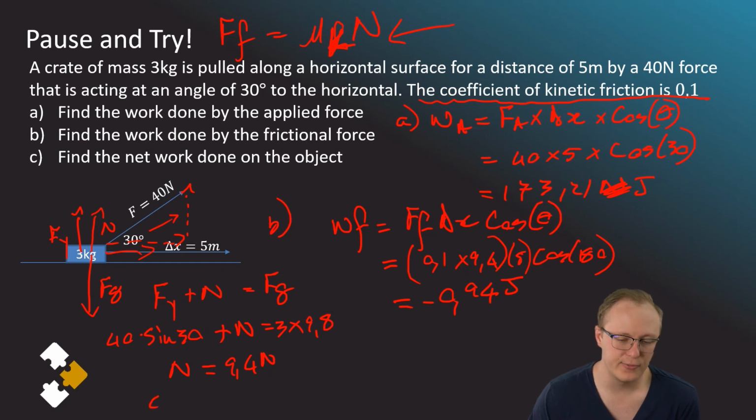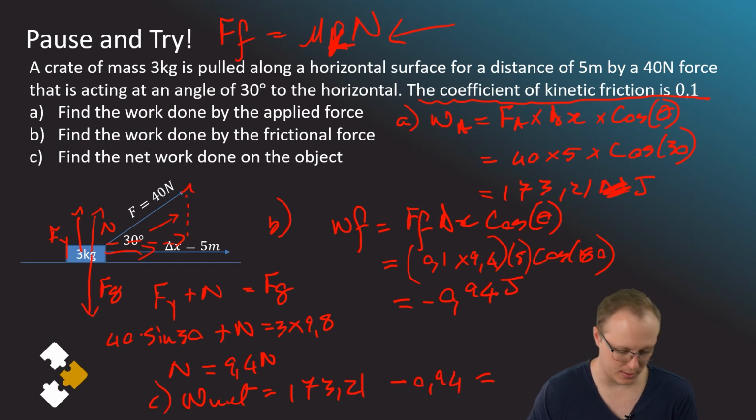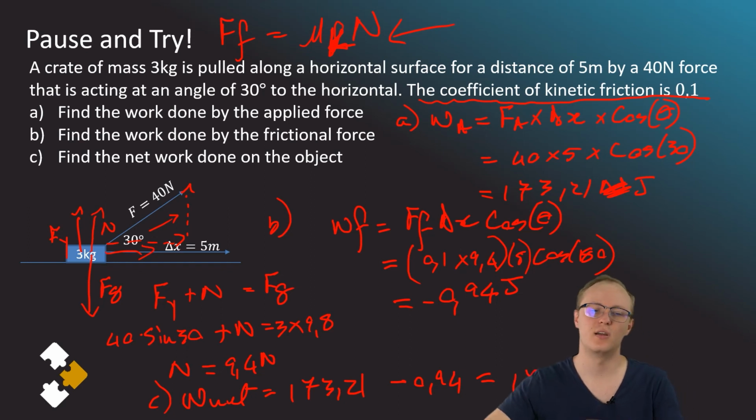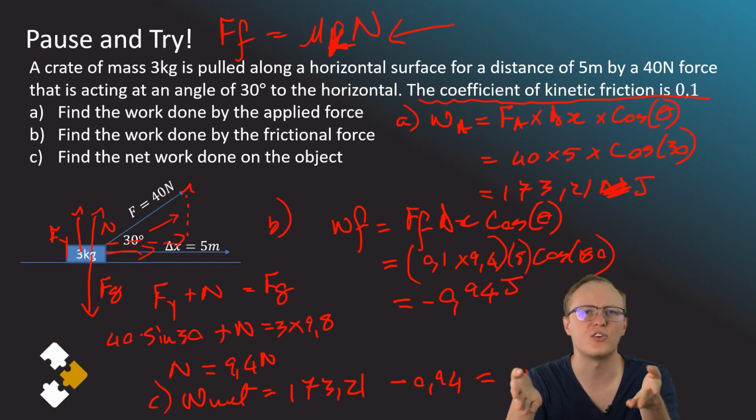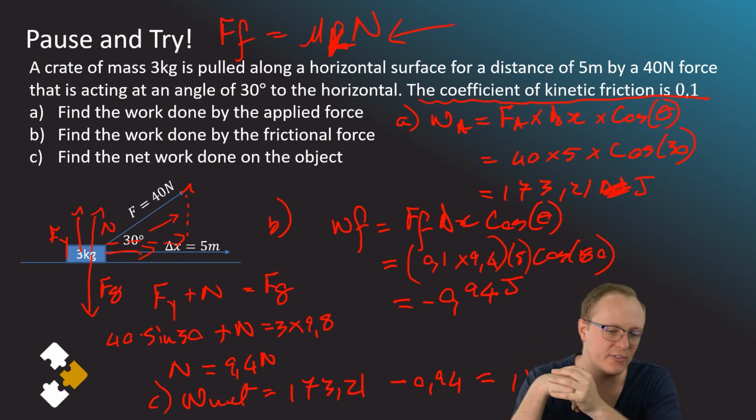Okay, and then to find the net work, we are just going to add up the work done by all the forces that did do work, and that's going to be the 173.21 from the applied force minus the 0.94 from friction. And so you will get that the net work done was 172.27 joules.